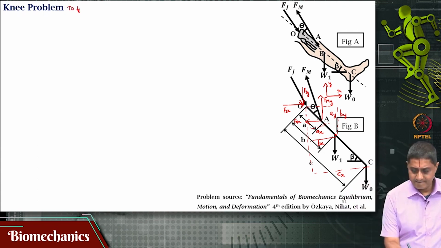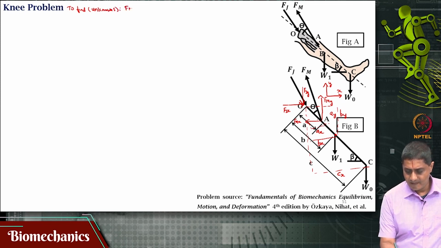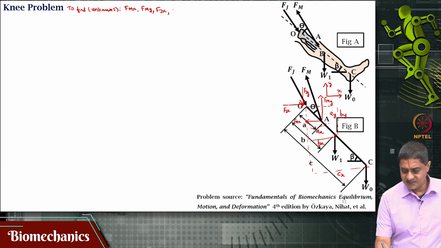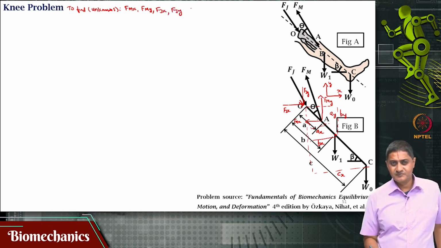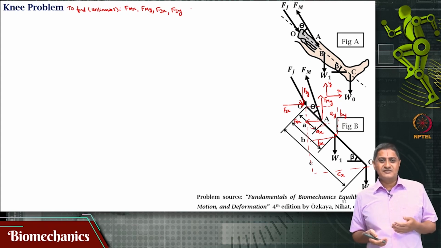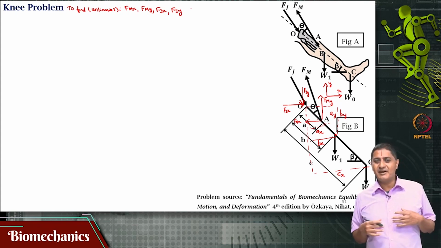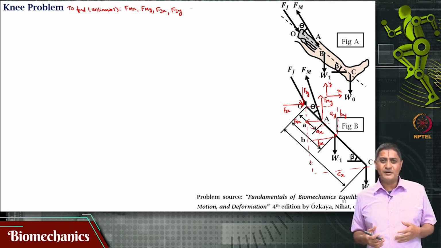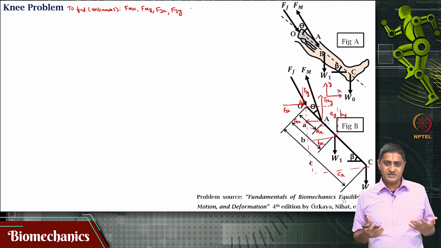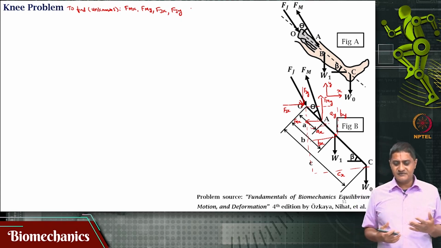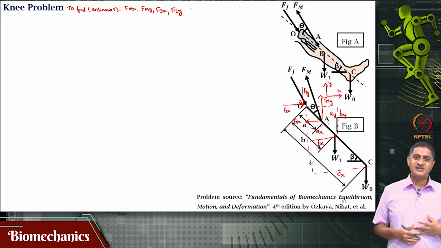To find, or the unknowns are Fmx, Fmy, Fjx, Fjy. Essentially, the problem asks for the joint reaction force and the muscle force. So, Fm and Fj are what is asked. We will have to find the individual components and then find the total muscle force and the total joint reaction force. So, essentially we need to find out Fmx, Fmy, Fjx, Fjy.